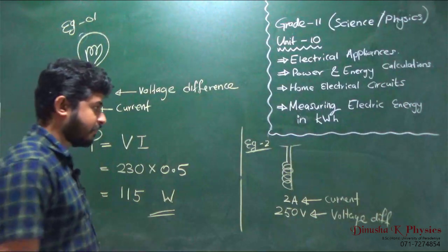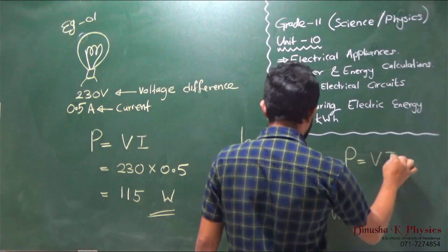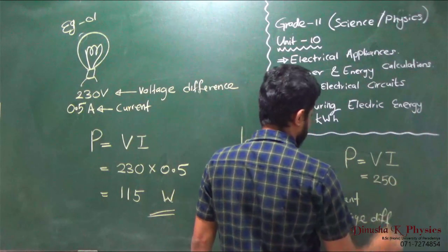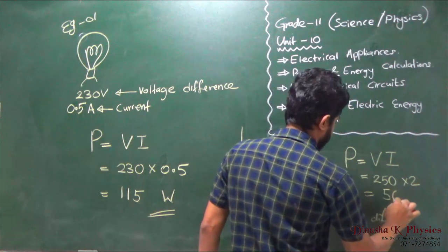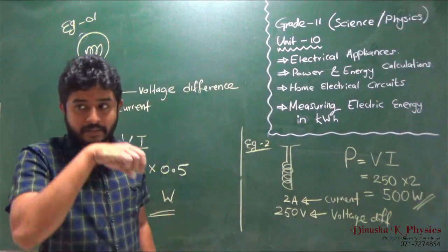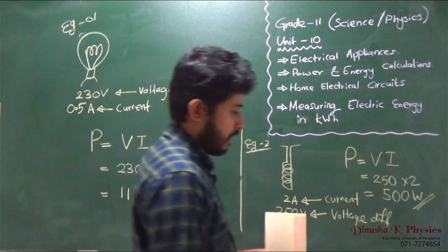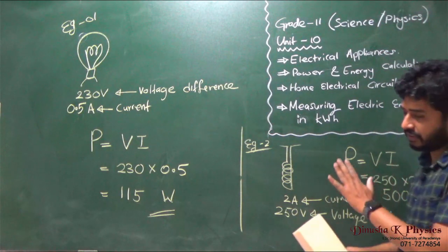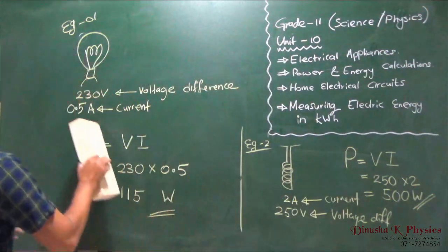So let's calculate the power again. How do we find the power? Power is equal to VI. So voltage difference is 250, current is 2 amperes, then your answer will be 500 watts, right? So these are some examples regarding the calculation of power. Okay, next, example number 3.